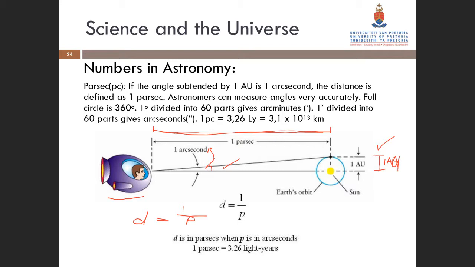There are now a lot of nice YouTube videos explaining this as well. I know this is a bit of a difficult concept to wrap your mind around, but for all intents and purposes of this course, all you need to remember is that 1 parsec is 3.26 light years.